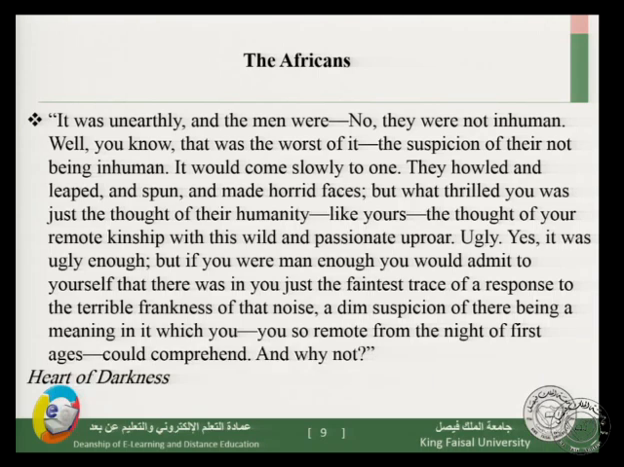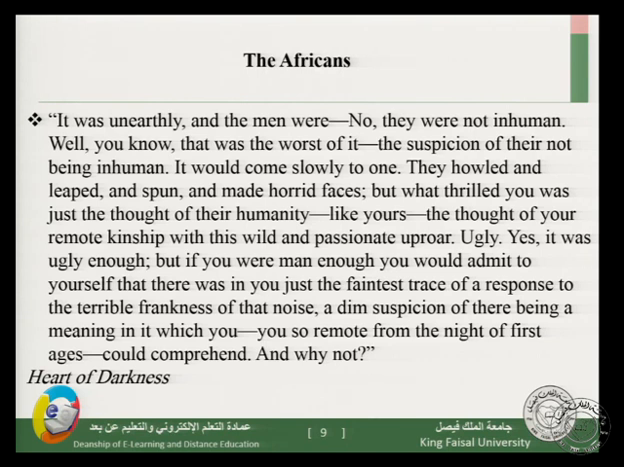They howled. It's not humans who howl, it's wolves. Wolves howl and dogs, but humans don't howl. But he describes them in zoological terms, like he's in a zoo. He said they howled and leaped and spun and made horrid faces. But what thrilled you was just the thought of their humanity. The idea that they're humans just like him scared him. The thought that he's just like these people who are brutalized and killed and mass murdered and exploited scares him.